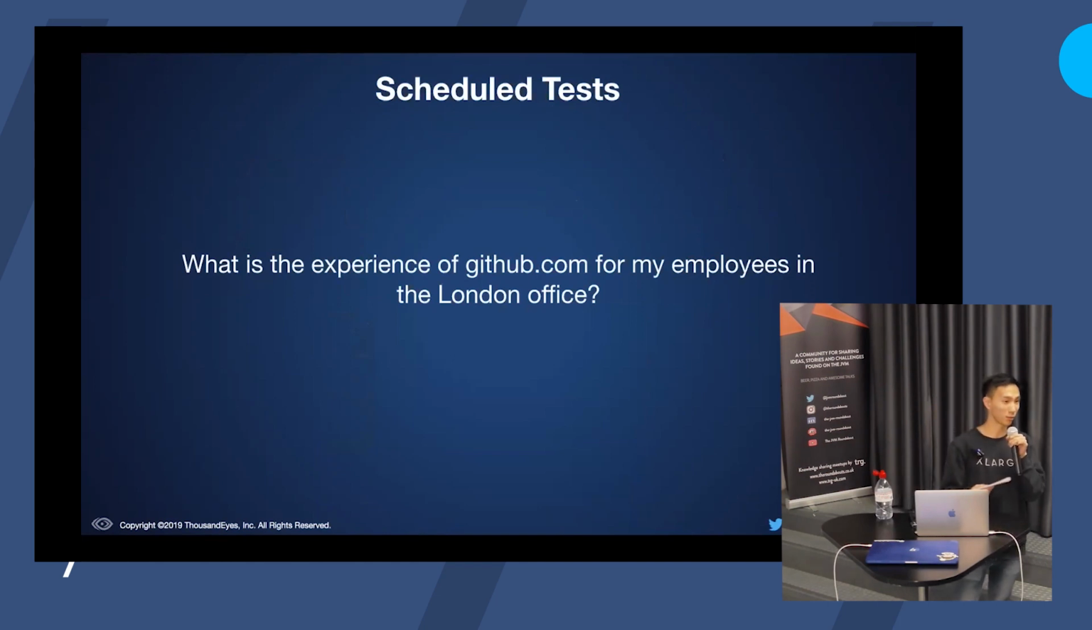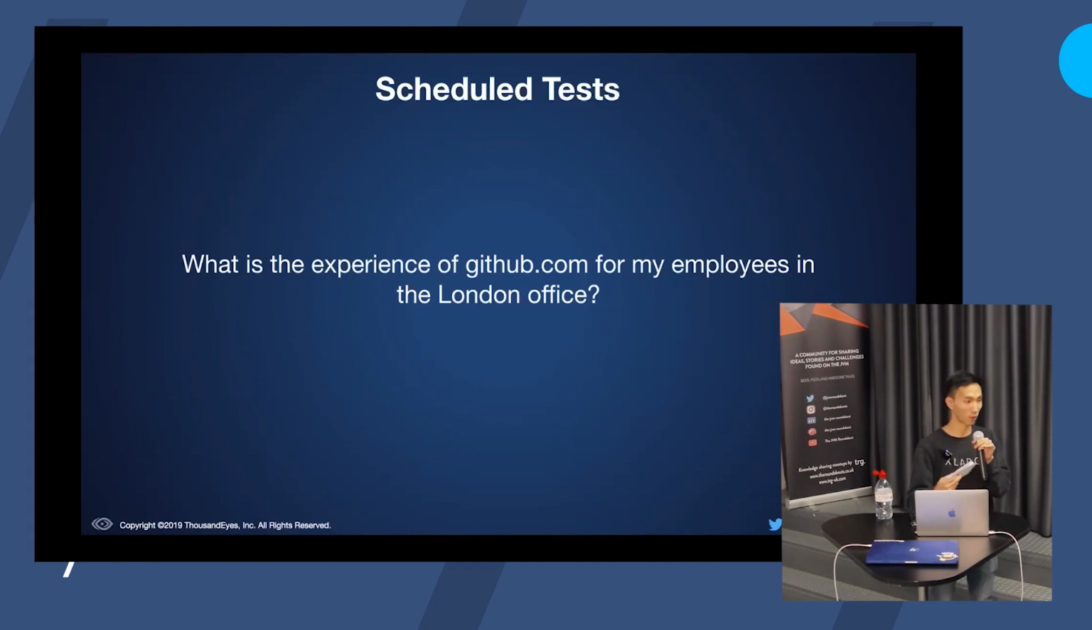Now, to explain how reactive programming is involved, I want to explain a feature that our product supports, which we call scheduled tests. Scheduled tests effectively allow our customers to answer a question like, what is the experience of GitHub.com for my employees in the London office? So pretty vague, but we can dive into what this means.